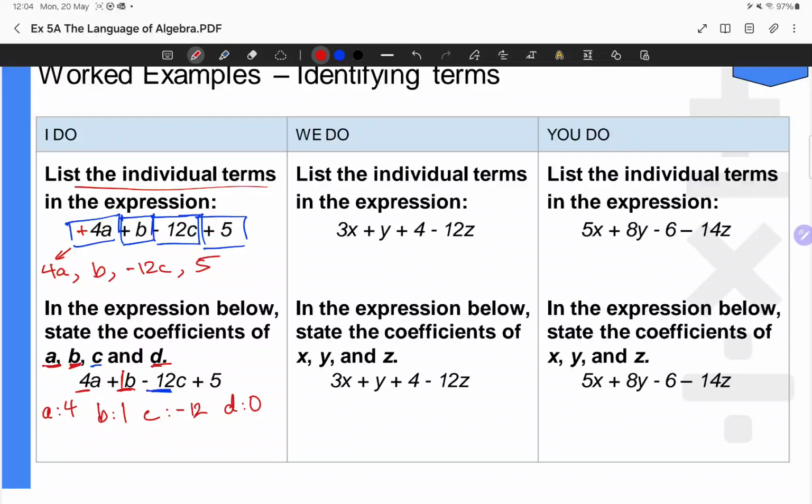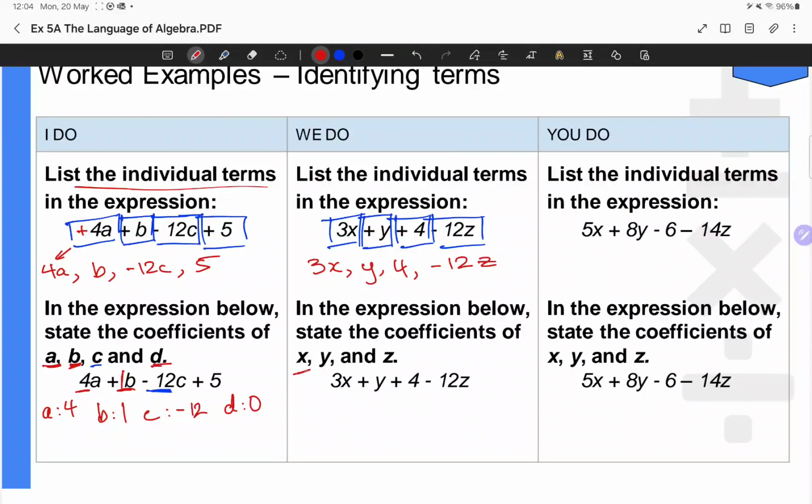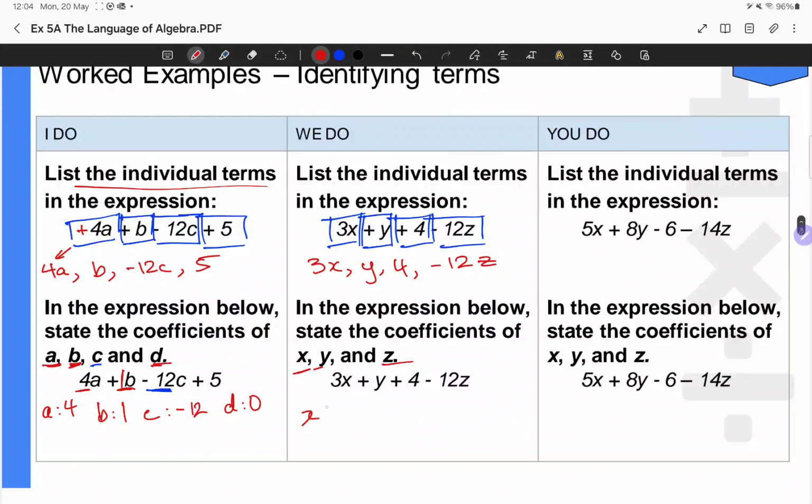Still the same skills. I'm going to block it off just so then we can easily identify. There it is. So the different terms that we have are 3x, y, 4, and negative 12z, okay? And then we're looking at the different coefficients down here. Coefficient for x, so what's in front of the x? It is a 3. What's in front of the y? We imagine that there's a 1. And what is in front of the z? We have to consider and include the negative, so it'll be negative 12, okay?